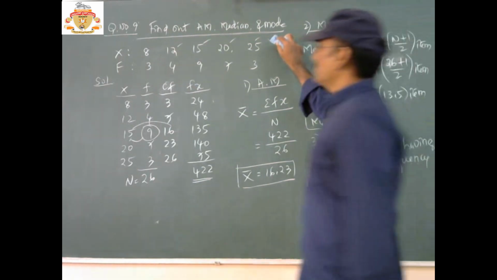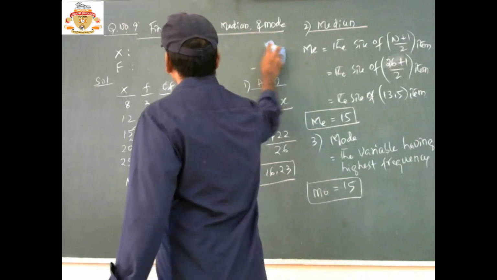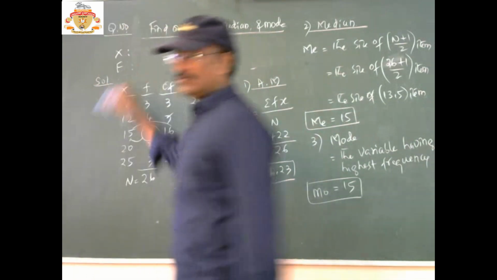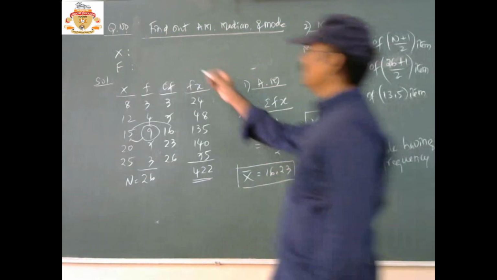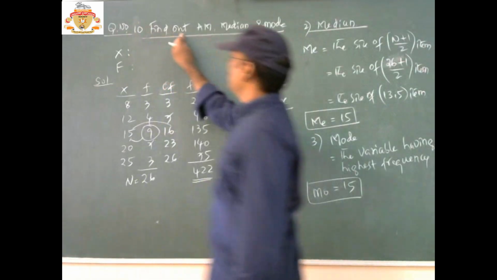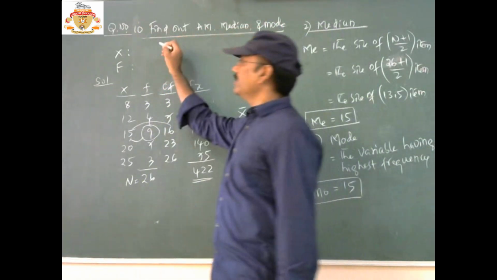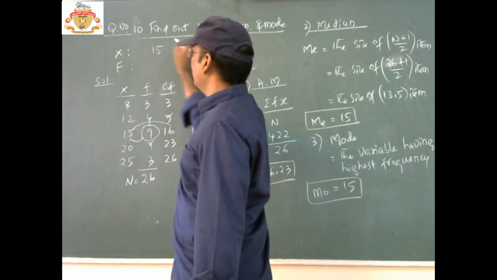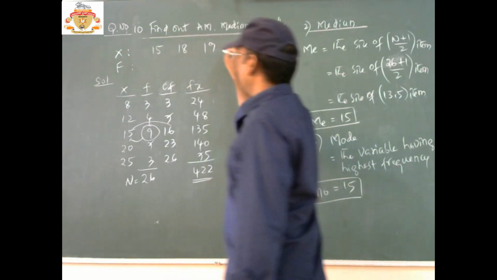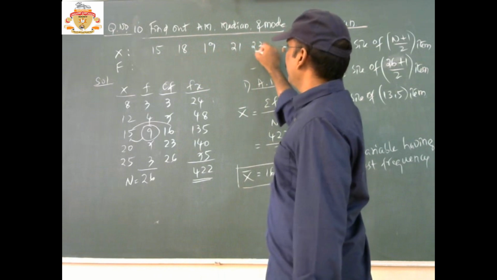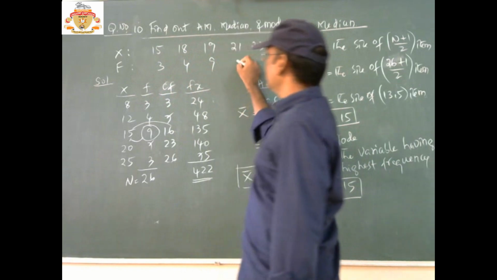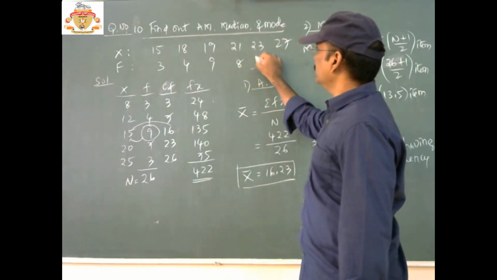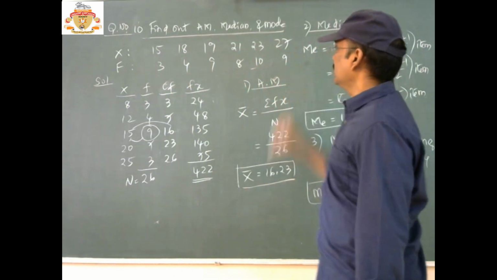Now the question is like this. Question number 10 to all of you. Remember that I am assigning you question number 10. Find out the mean, median, mode for the following. The variable is 15, 18, 19, 21, 23, 27. Frequency is 3, 4, 9, 8, 10, and the last 9.